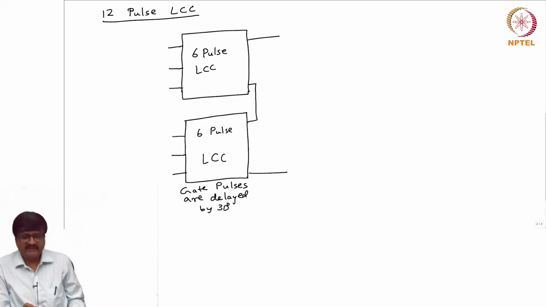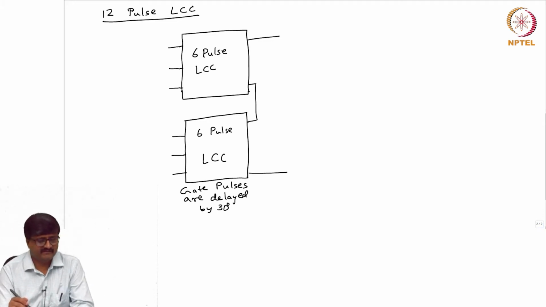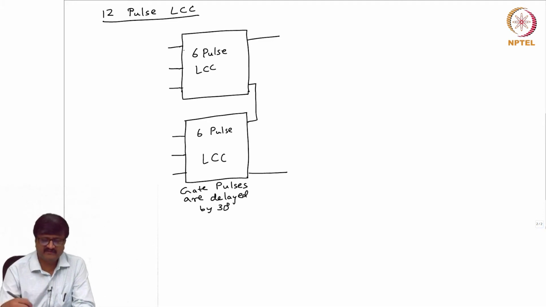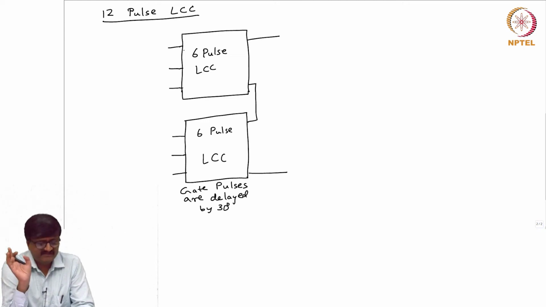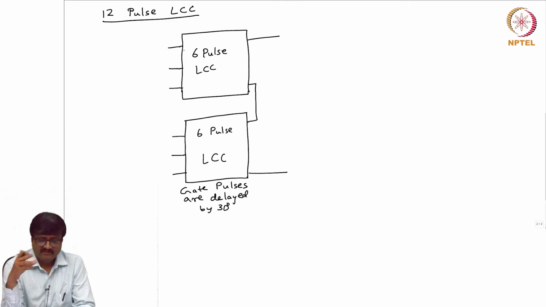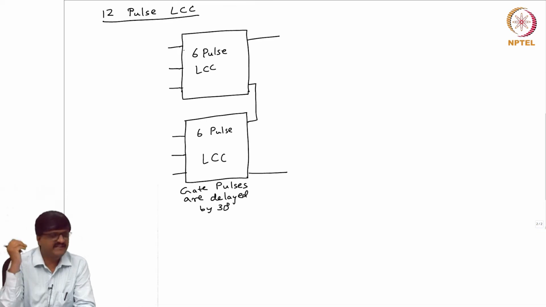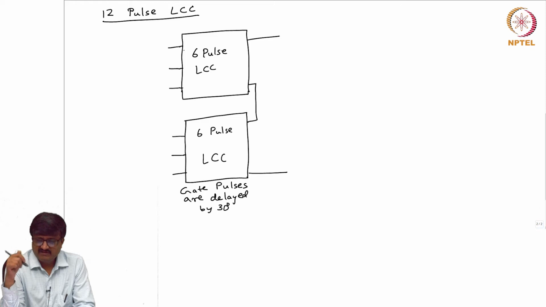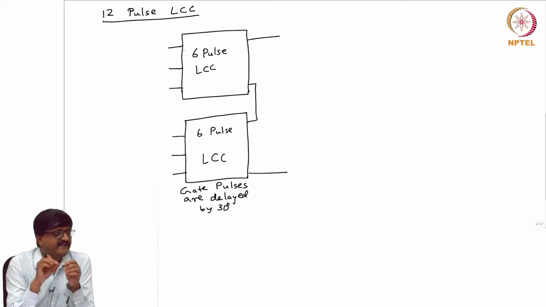Now, if you take fundamental current, the fundamental currents flowing on the AC side of the second 6 pulse LCC are lagging the fundamental currents of the first 6 pulse LCC. They are equal in magnitude, but lagging by 30 degrees. Any harmonic component lags by 30 degrees times h. Similarly, on the DC side, for the harmonic components, such as the 6th harmonic and 12th harmonic, the second 6 pulse LCC lags the corresponding harmonic component of the first by 30 degrees times h.